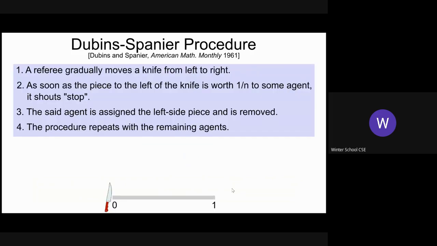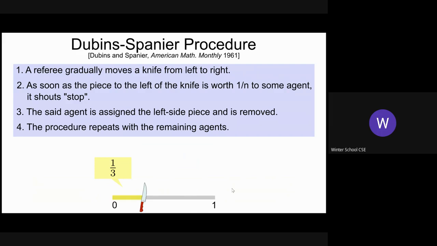There's a lot of text here, you can ignore that. But imagine a moving knife procedure, a continuous procedure where I take a knife and move it from left to right gradually. As soon as any agent's value for the left bit hits 1 over n, they should shout stop, and I pause there. Suppose there are 3 agents, and the yellow agent's value reaches 1/3 and it shouts stop. I pause here, give the enclosed bit to the yellow agent, and kick it out.